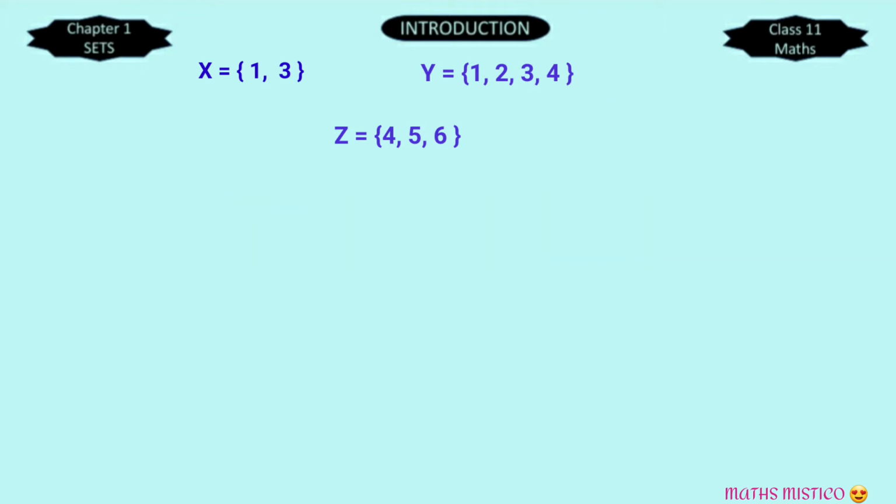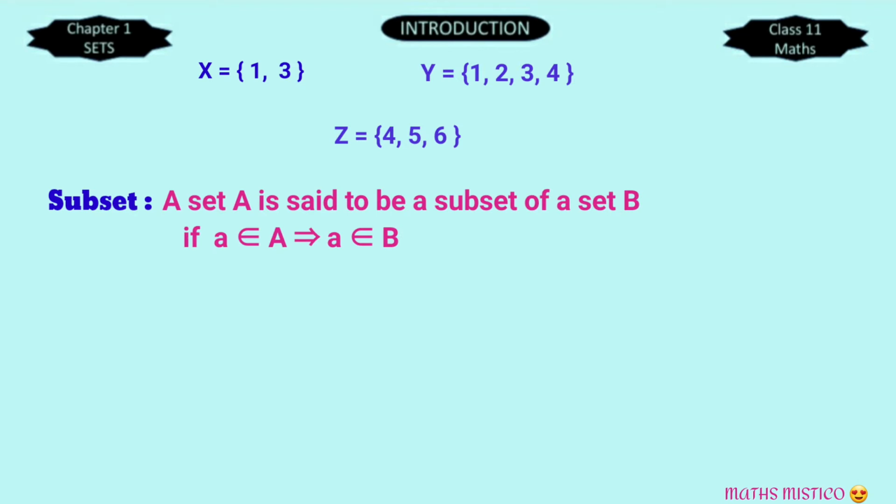Is every element of X also an element of Y? Yes, all the elements of X are present in Y. So the set X is said to be a subset of Y. So how will you define a subset? A set A is said to be a subset of B if a belongs to A implies that a belongs to B. Symbolically, we write it as this and read it as A is a subset of B or A is contained in B. So in this example, X is a subset of Y.